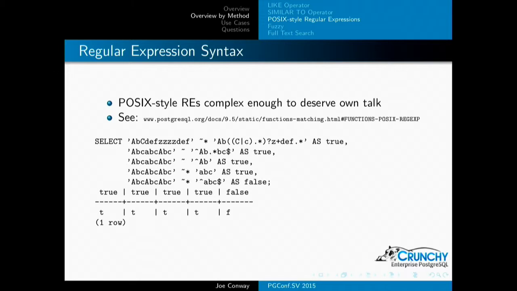In this one, I'm anchoring it to the beginning and the end, and I'm saying it starts with 'ab', it ends with 'bc', and it's got any characters in between, so that's also true. This one just starts with 'ab', so that's going to be true. This one I'm using the case-insensitive match, and I'm saying 'abc' anywhere in the string, which is true. And then this one I'm saying it starts with 'abc', and that's where it ends. And that obviously is not going to match, so this comes out false. Any questions about that?